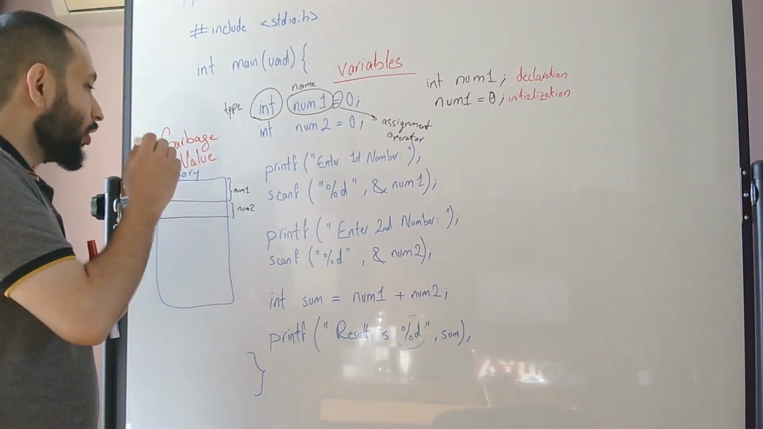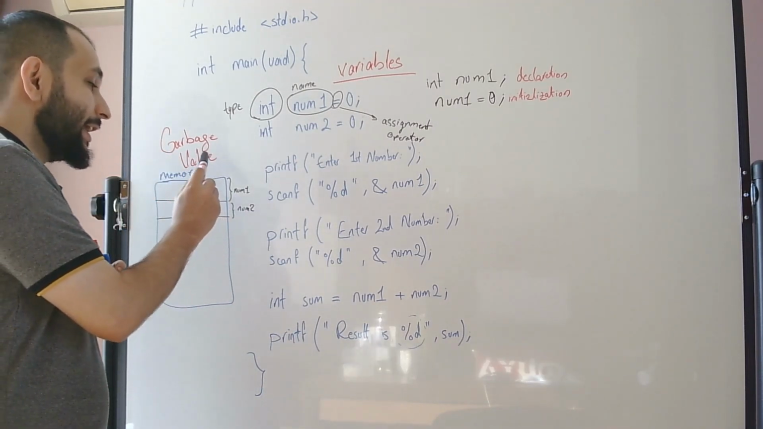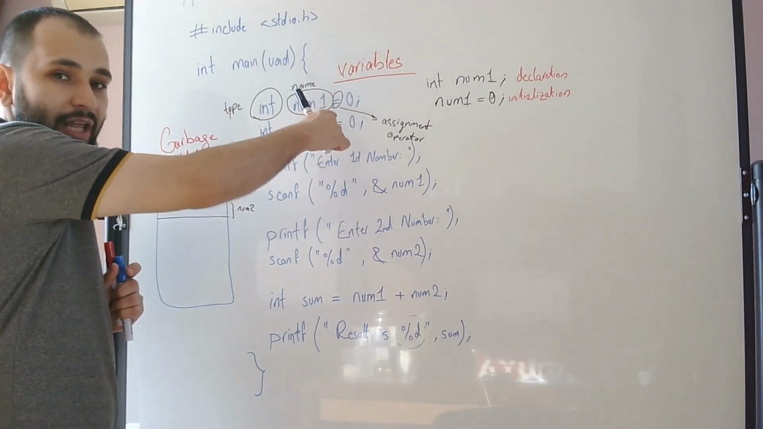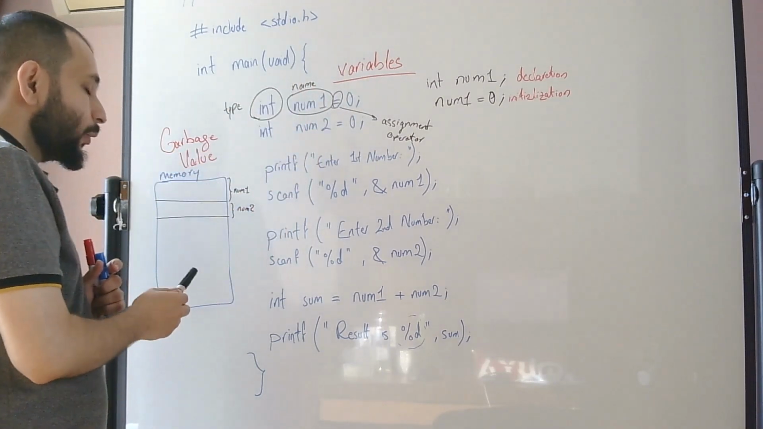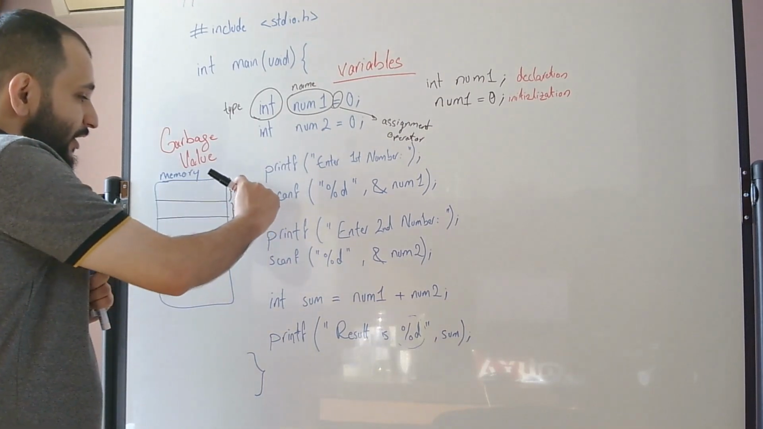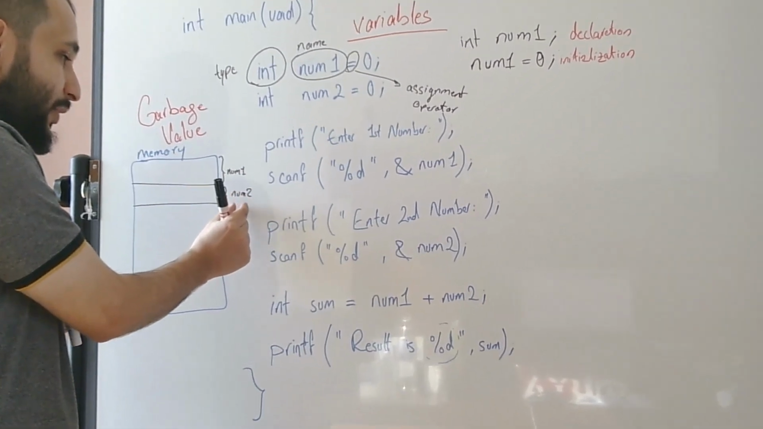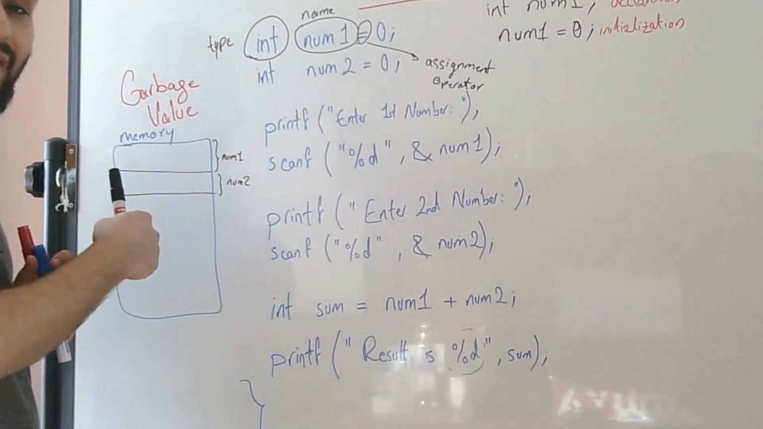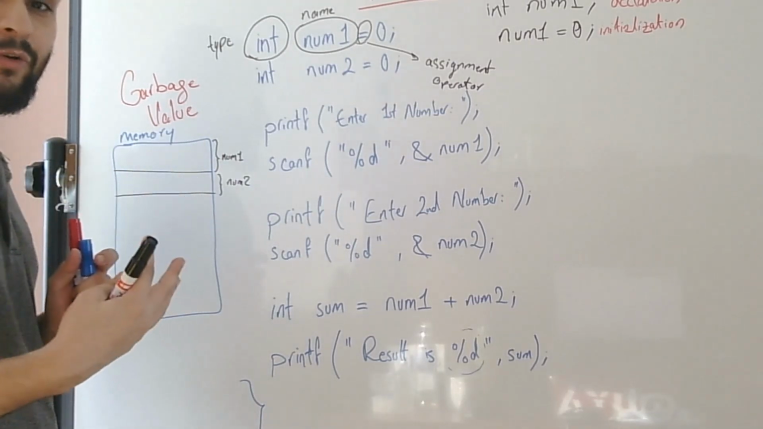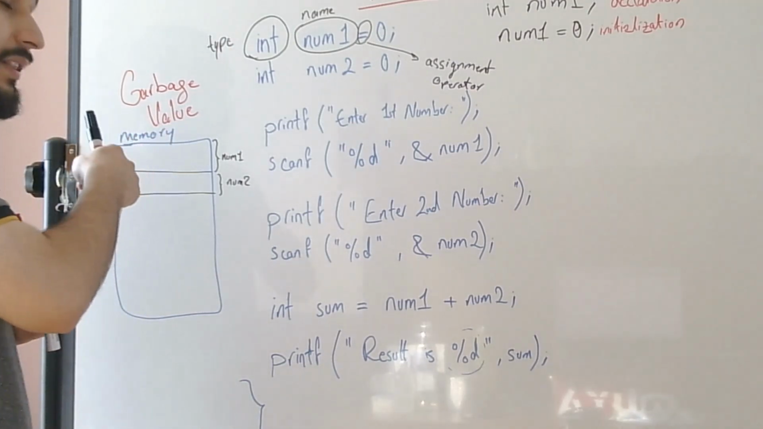Let me show you why garbage values are created. When we declare a variable, and suppose that we did not initialize the value for this variable, a part of memory is going to be dedicated to this variable num1, and a part of memory is going to be dedicated to num2. But since no initial value was provided, this part of memory may contain some value from some previous program that was using this part of memory.